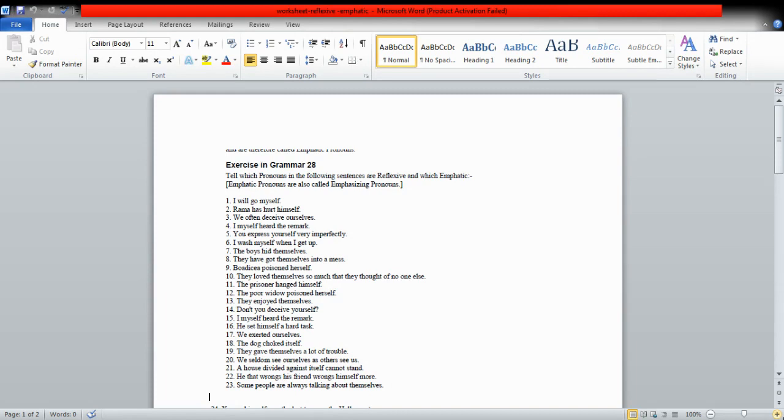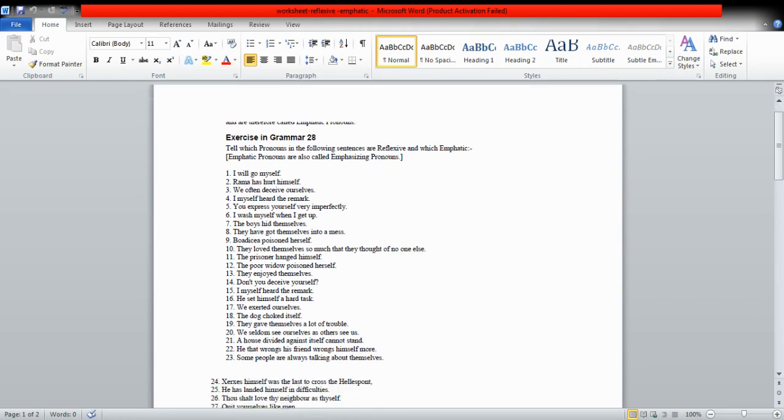So today I have brought a very useful worksheet for you to differentiate the reflexive and emphatic pronouns, because they look the same, both are formed by adding self to the pronouns, but their usage and their location in the sentence is altogether different. So this is what we are going to learn today, how we would differentiate the emphatic pronoun from the reflexive pronoun.